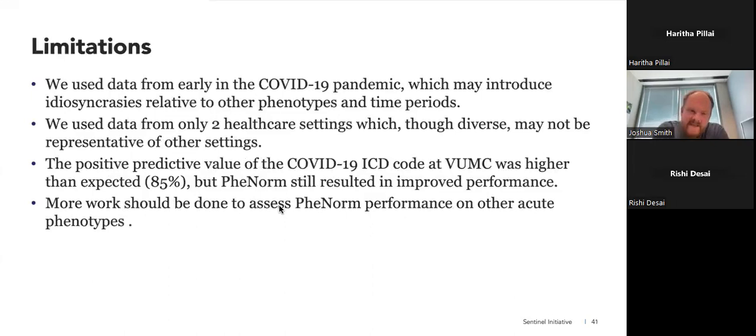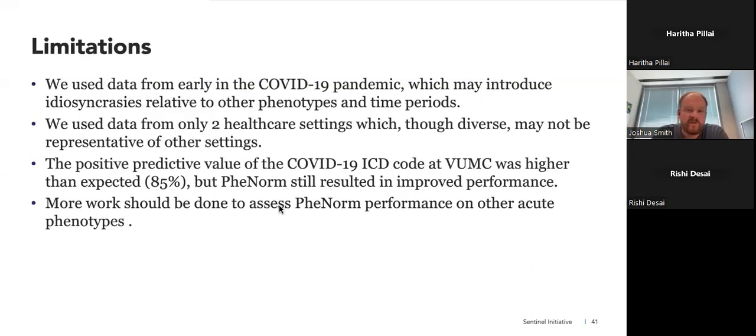There are some limitations to our study. First, and probably most obviously, we used data from early in the COVID-19 pandemic, which can introduce idiosyncrasies relative to other phenotypes and time periods. COVID-19 was different. No one had seen it before. It was a new thing. Healthcare systems were kind of inundated at the time. So the data may show that in some ways that we're not preparing for.